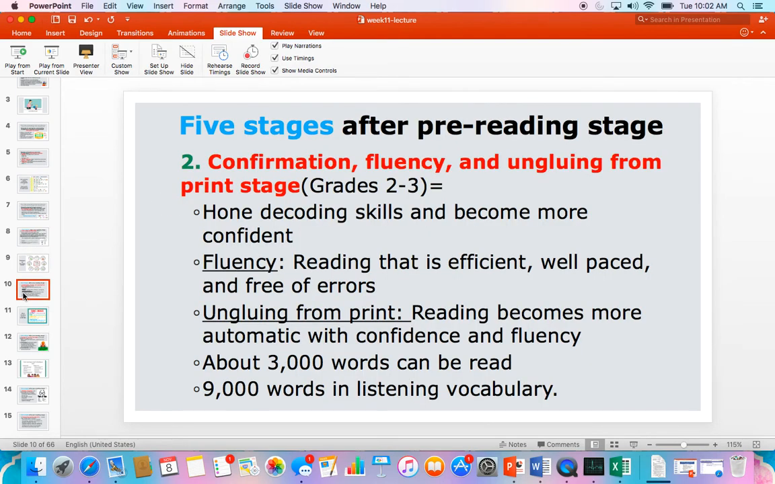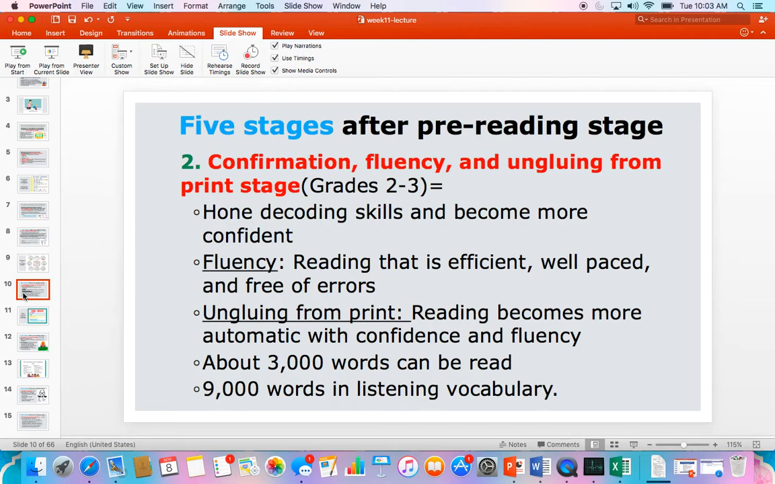Okay, so the second stage, confirmation, fluency, and ungluing from the print stage. So at stage 1, they're very glued to what is actually on the page, right? They may be very literal. They may be trying to decode but aren't doing it that great of a job yet. So here they're kind of ungluing from those specific letters on the page. This happens at grades 2 to 3.